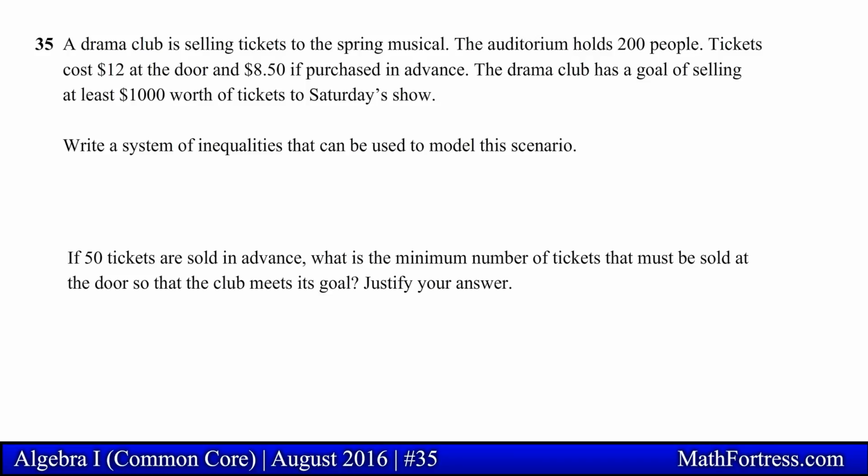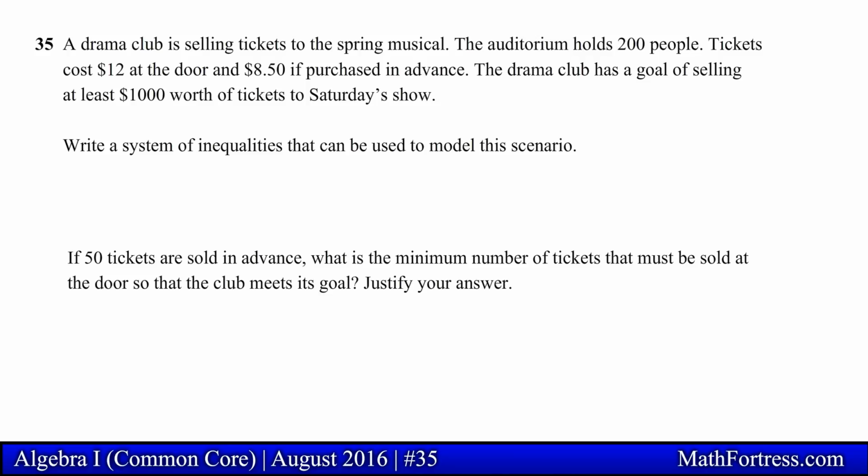A drama club is selling tickets to the spring musical. The auditorium holds 200 people. Tickets cost $12 at the door and $8.50 if purchased in advance. The drama club has a goal of selling at least $1,000 worth of tickets to Saturday's show. Write a system of inequalities that can be used to model this scenario.